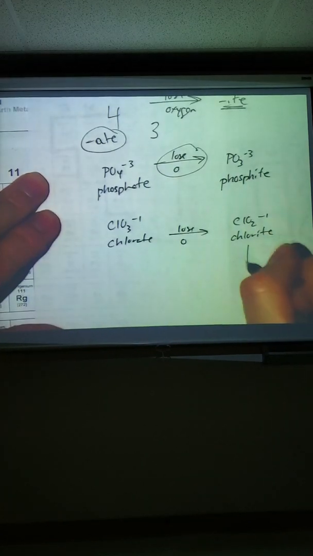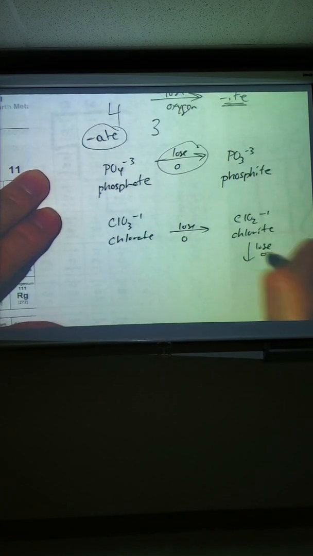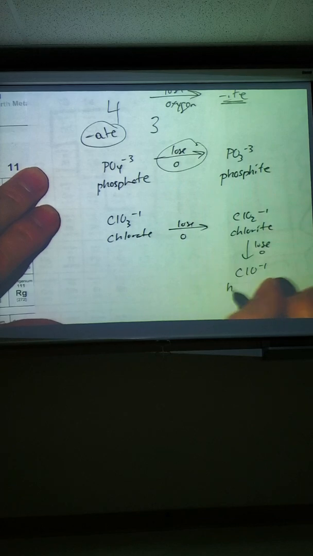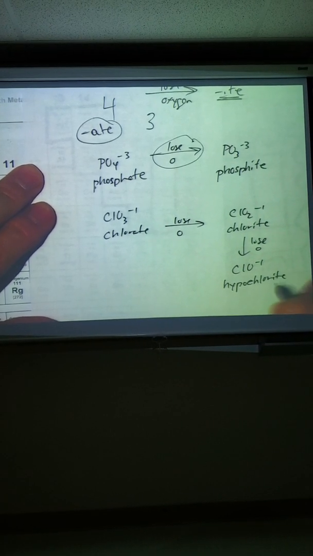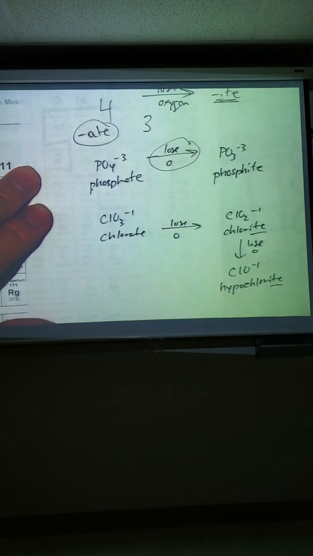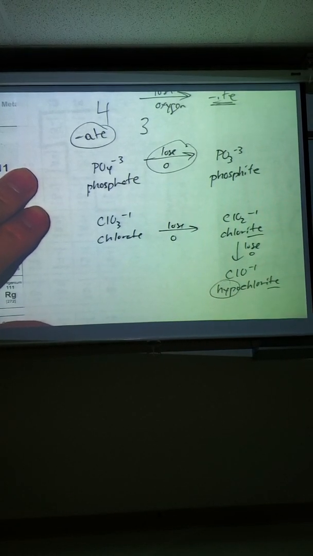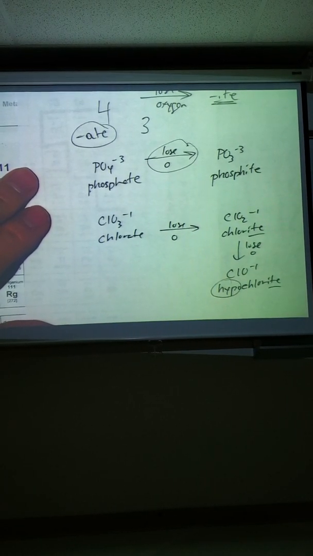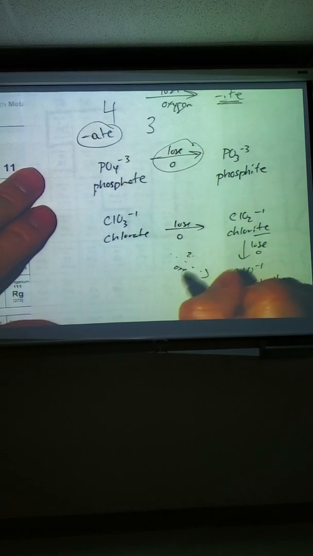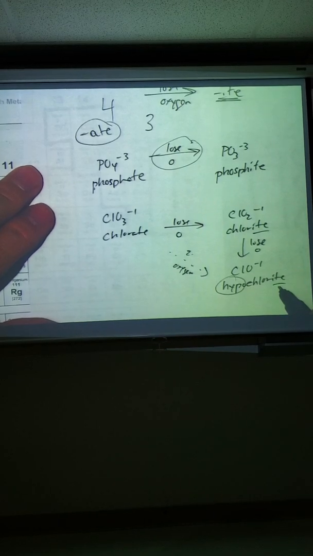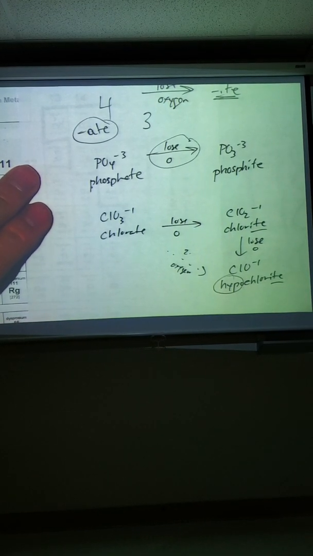But you can also lose oxygen again and become ClO⁻, and now you're hypochlorite. So you're still an ite because you still lost oxygen, but we add hypo when you lose more than one, in this case 2 oxygens total. So notice we lost 2 oxygens, and that's why we're still an ite, because we're losing oxygens, but hypo now because we've lost more than once.